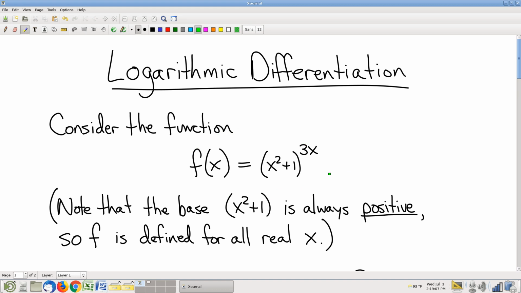We have to worry about whether this is well defined, because you can't just take any number and raise it to any power. There are certain situations where that doesn't work. For example, if this base were negative, well, we can't raise negatives to fractional powers, because that would lead to complex numbers, and we're considering here only real valued functions. So we need to make sure that this is never negative.